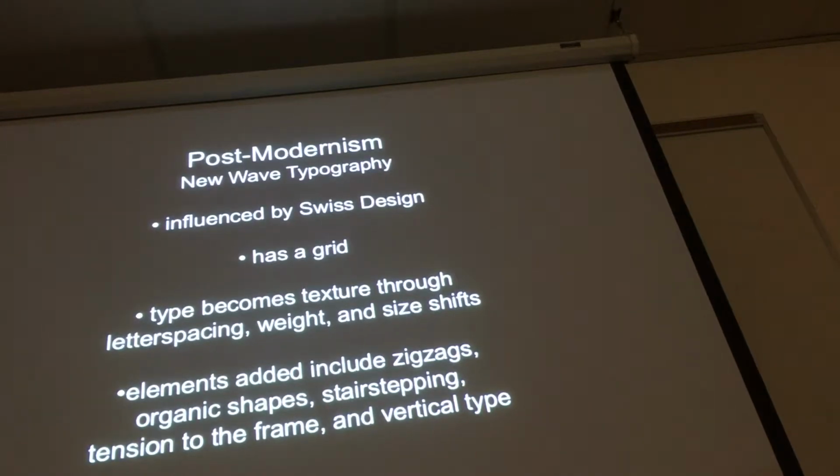Now we're going to see the type becomes textural, meaning that it starts to letter space out, that weights change, that size shifts in the way that they're doing it, and they start to incorporate new elements into the design. So things like zigzags or organic shapes, stair stepping, a lot of tension happening, a lot of overlapping elements, vertical typography. All of those things start to add in. So here's an example of new wave typography.